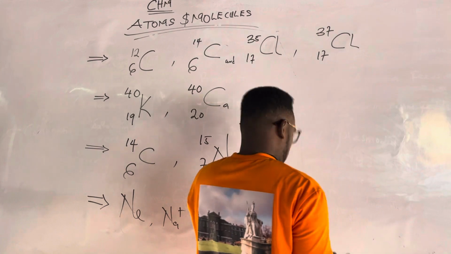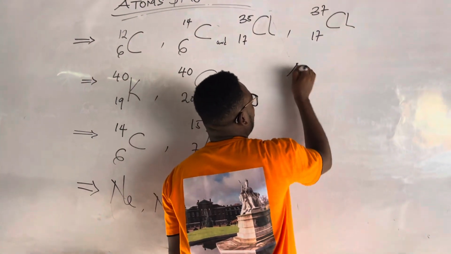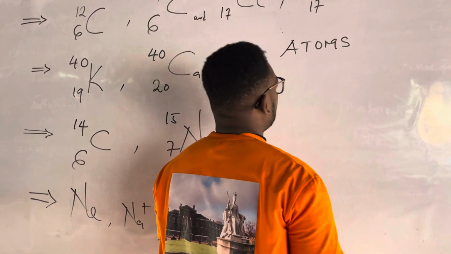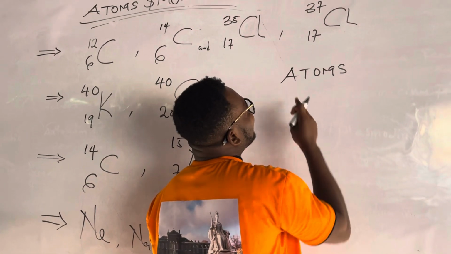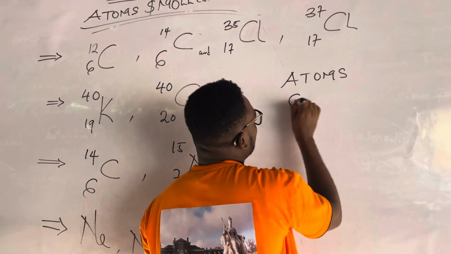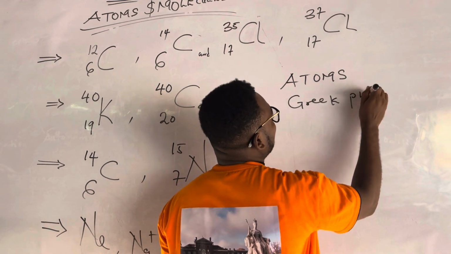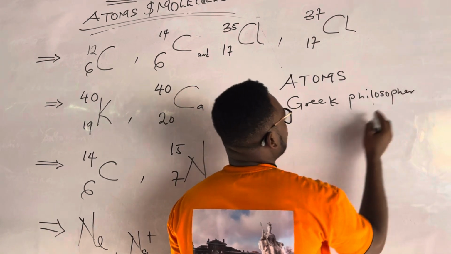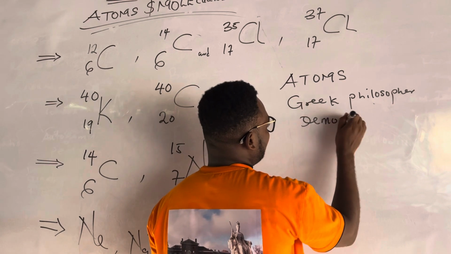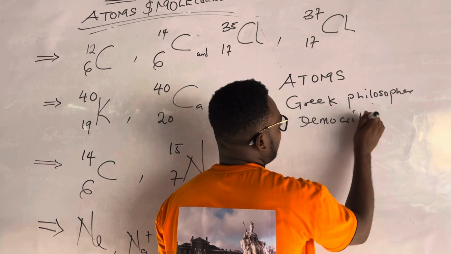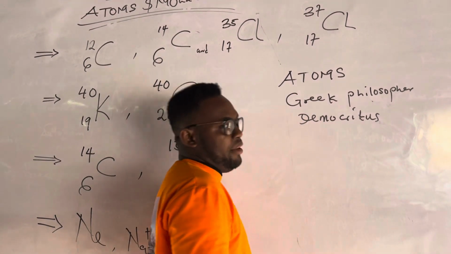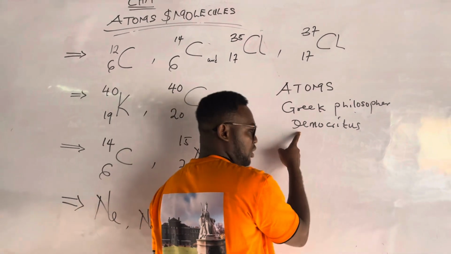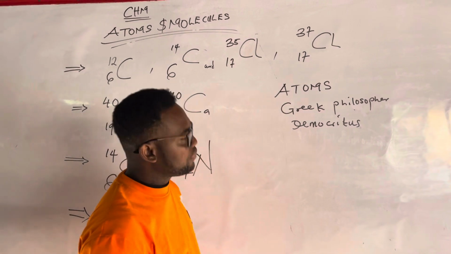Now, the atom was first described by a Greek philosopher, known as what? Democritus. So if you get this in an exam, who was the first to describe an atom? Your answer will be Democritus. He's a Greek philosopher. All right?